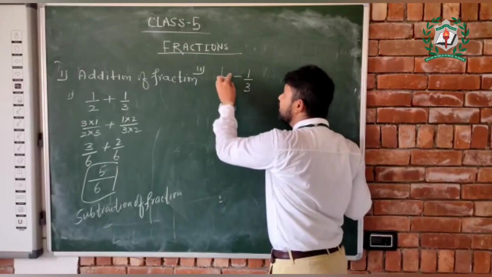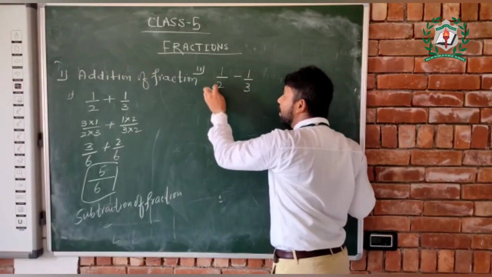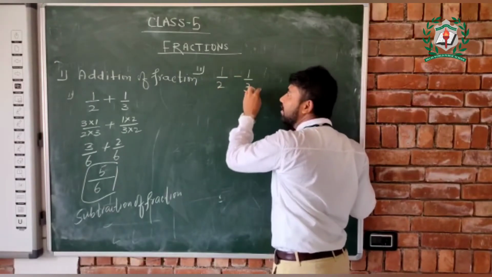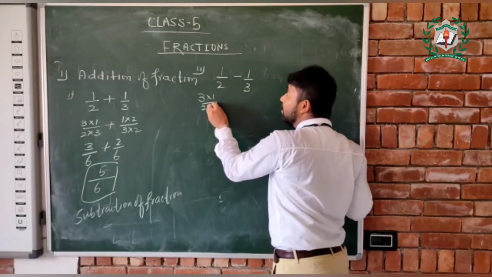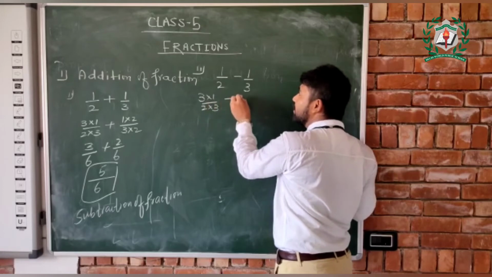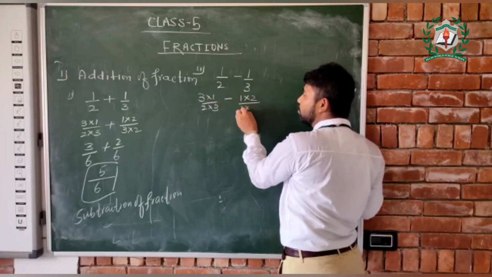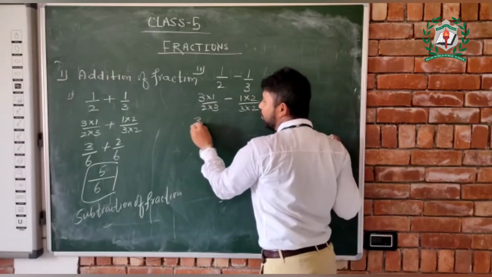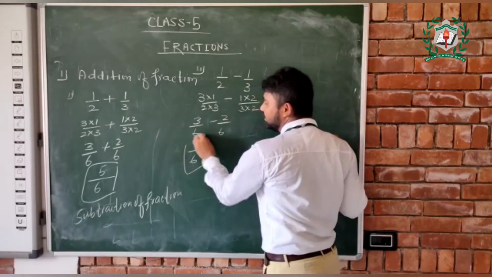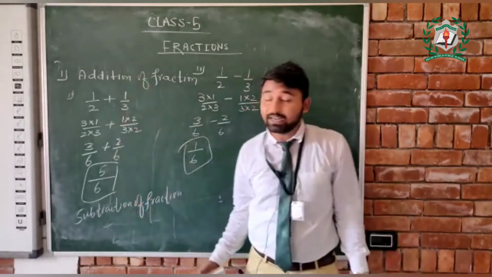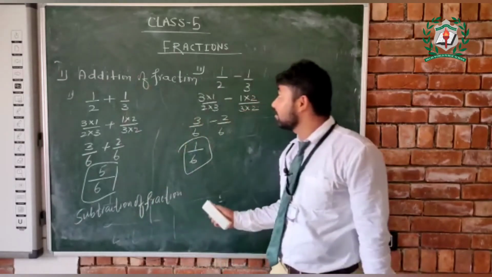So you have to multiply by 3 up and down, and multiply by 2 up and down. So 3 into 1 upon 2 into 3, minus 1 into 2 upon 3 into 2. So that is 3 upon 6 minus 2 upon 6. So that will be 1 upon 6. This is the addition and subtraction of fractions.